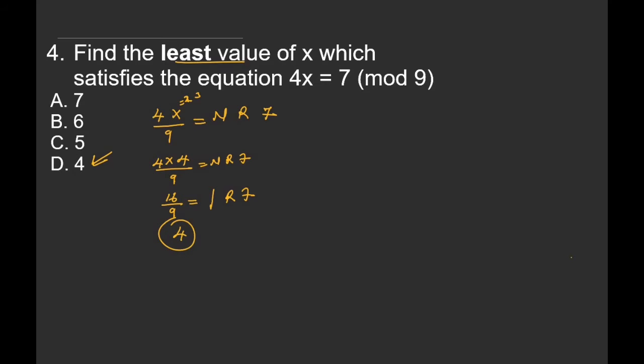Well, you can try 5, 6, and 7. They may or may not give you a remainder of 7. But even if they do, they are still not the least number that can satisfy this. Remember, the question says the least value of x that can do this, and that is, in this case, 4.